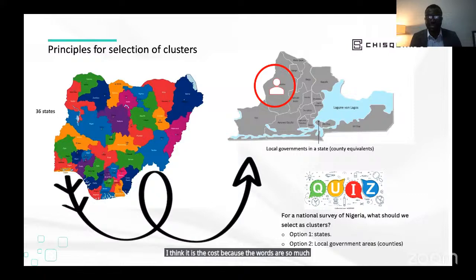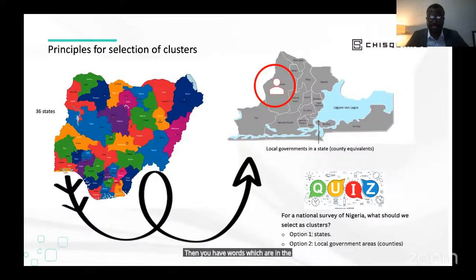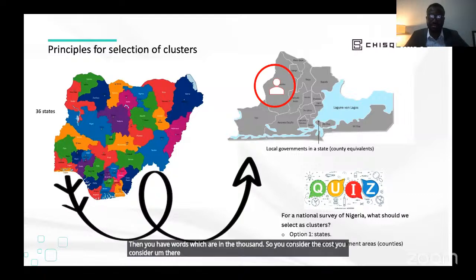Yeah, we have 774 local governments, and that is a huge cost to consider, and also a huge population area to cover. Then you have wards which are in their thousands. So you consider the cost. You consider there are a lot of factors you have to put into consideration.